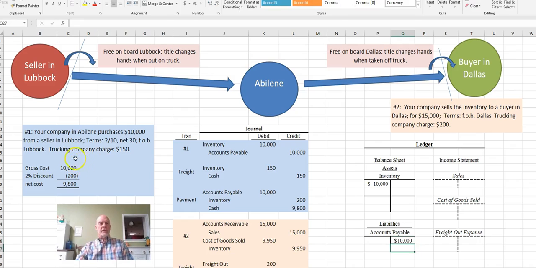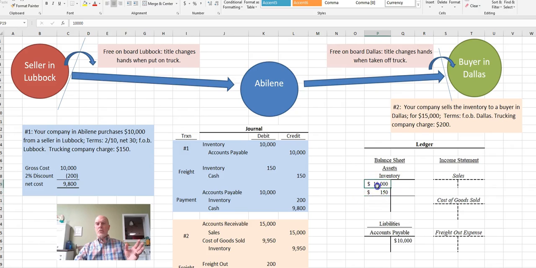And let's see, the trucking company's charging $150. Now, if this is FOB Lubbock, that means the company in Lubbock, it's free to them in terms of the freight, so we're paying the freight. This is freight on incoming product. So when we pay the trucking company, we're going to debit the cost of that freight to the inventory account, 150. So credit cash, debit inventory for 150.